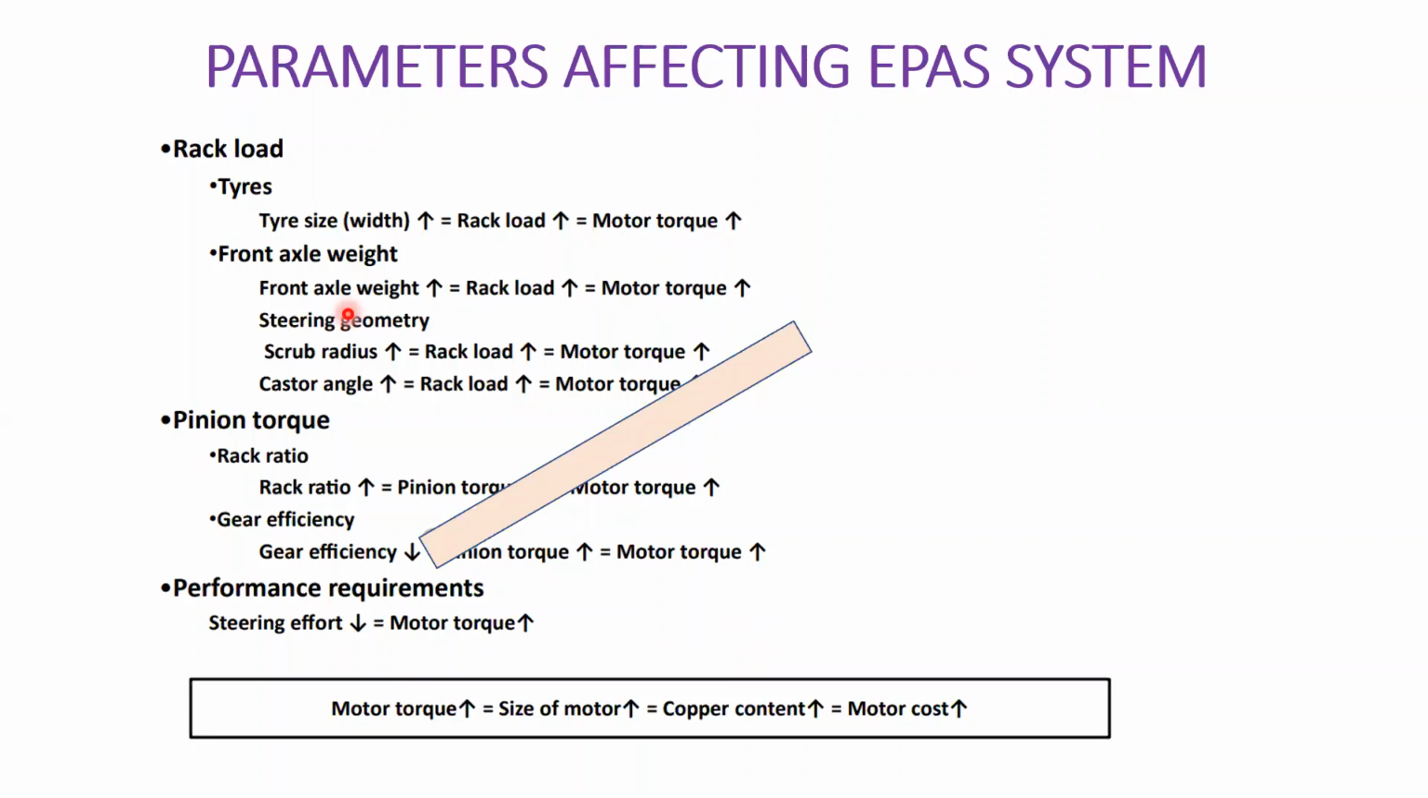And again, you have two types of weight. One is front axle weight, and another is rear axle weight. So this is going to be the front side. Like here, the weight is considered as the front side. When you increase the weight of the vehicle, then the rack load gets increased. Then obviously the motor torque also gets increased. Then finally the size of the tire width also should be higher.